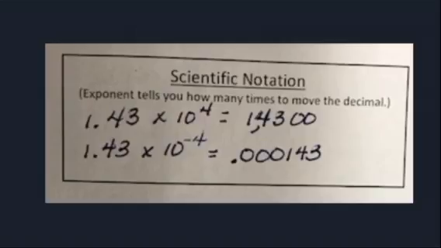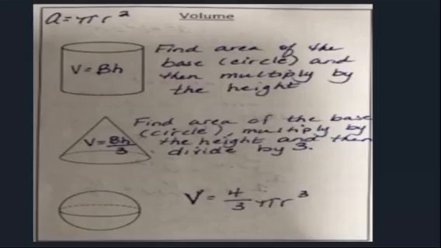You might have maybe 1 or 2 problems on scientific notation. It's usually not a lot, but 1 or 2 problems can be the difference between making a 2 or making a 3, or a 3 or a 4. Our next area is volume.